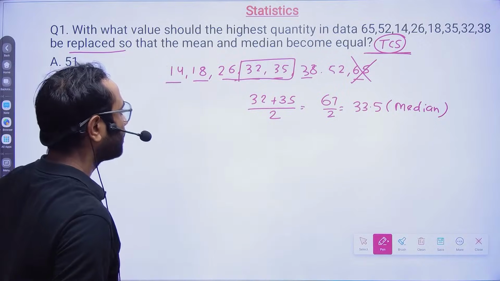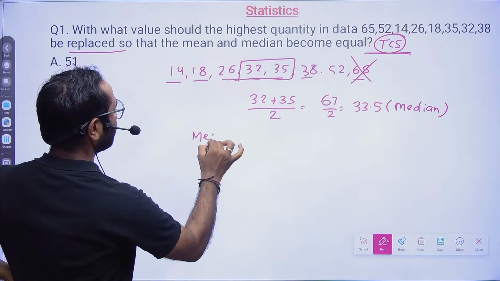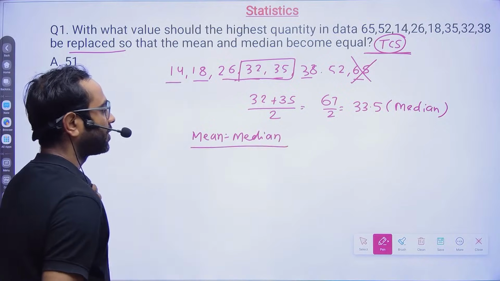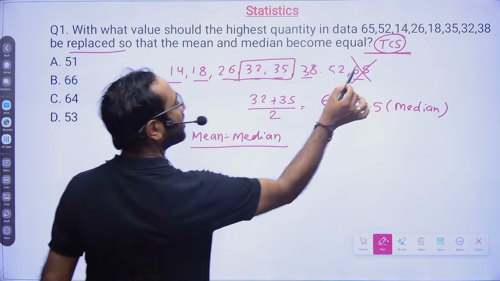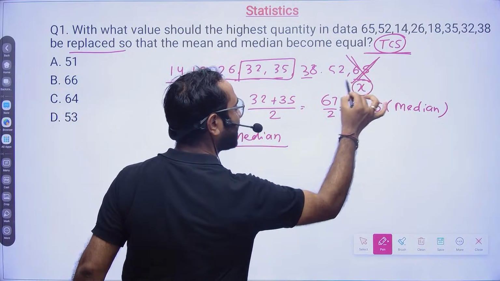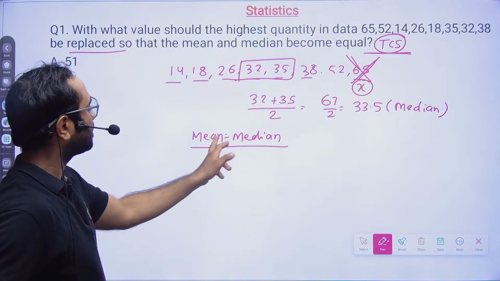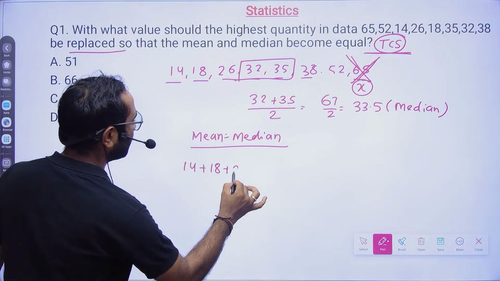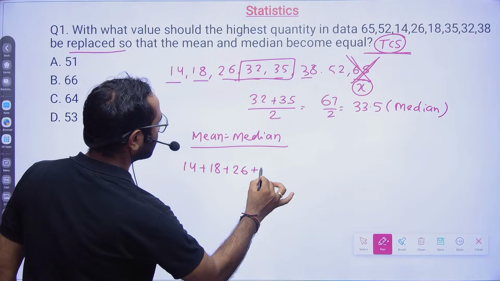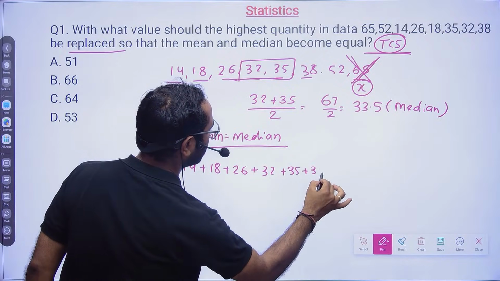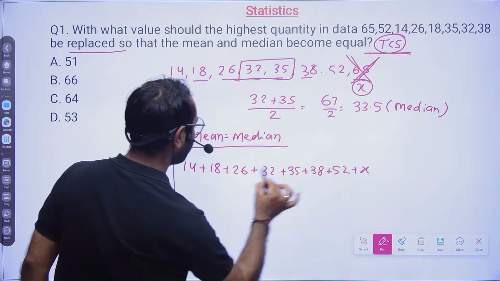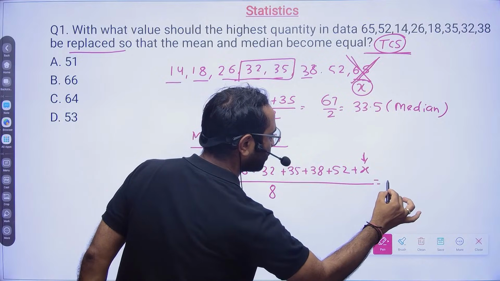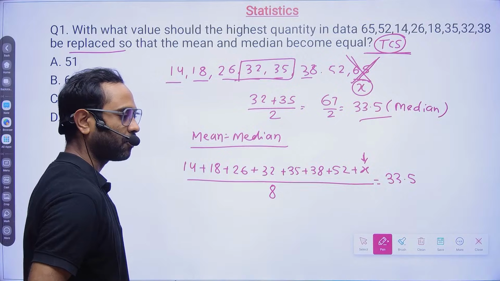Now what they are telling is that your mean and median should be equal. So how will I calculate the mean? The last value I do not have to take; the last value I have to replace in such a way that the mean becomes equal to the median. Mean is nothing but average, so add everything: 14 plus 18 plus 26 plus 32 plus 35 plus 38 plus 52 plus x, divided by 8. This x is the value I have to replace so that the mean becomes equal to the median, that is 33.5.